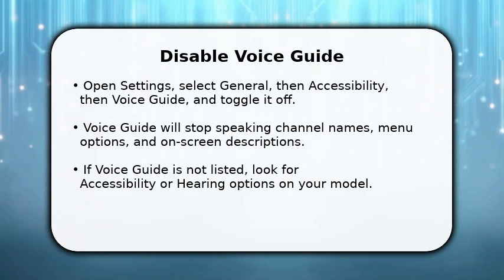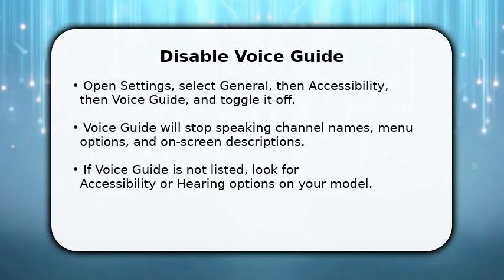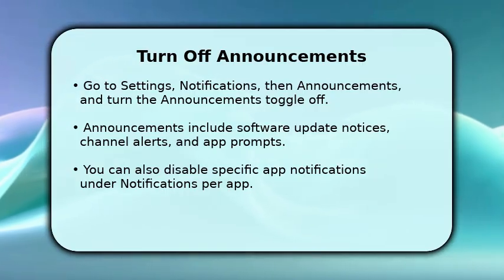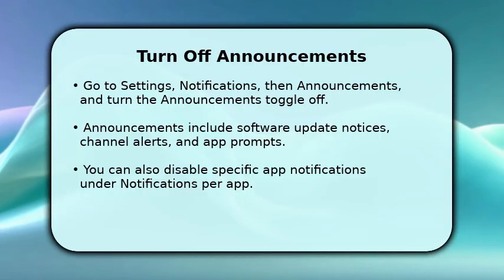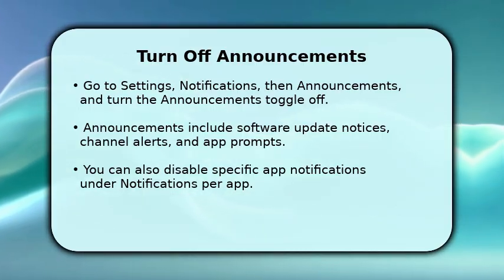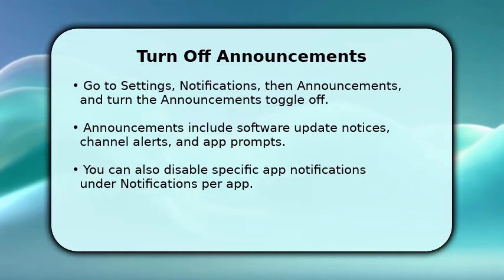Open Settings and navigate to Notifications to control pop-up messages and announcements. Select Announcements and switch the Announcements toggle off to stop automatic spoken or visual alerts. Announcements include software update notices, channel alerts, and app prompts that the TV may announce during playback.